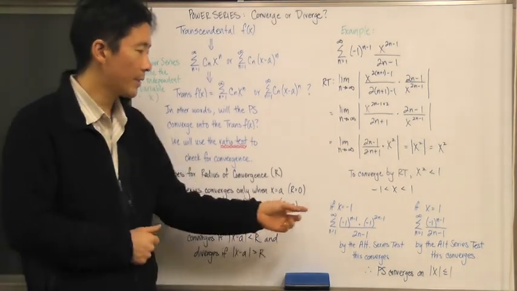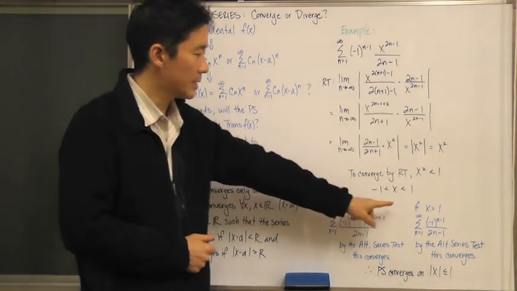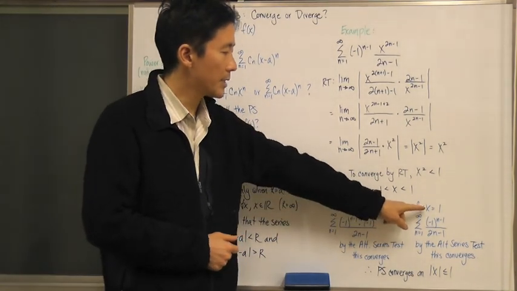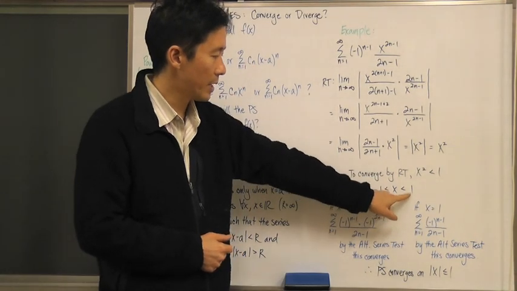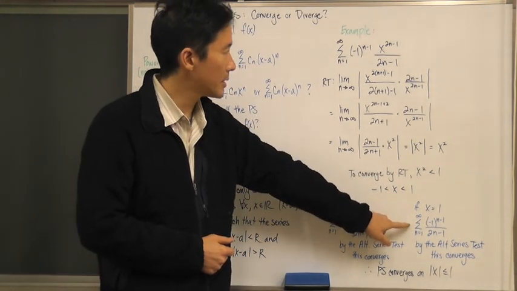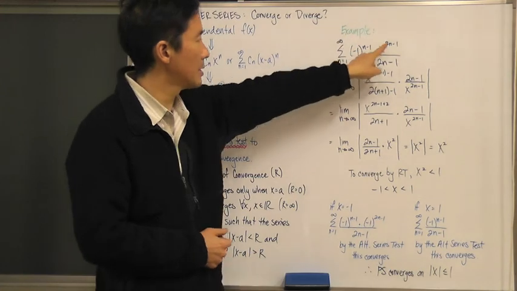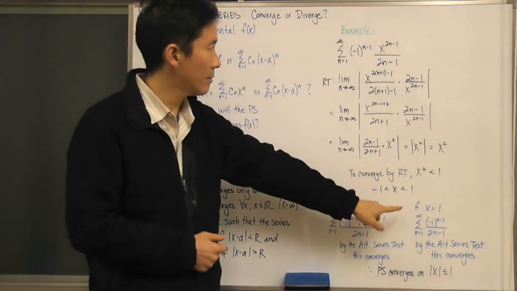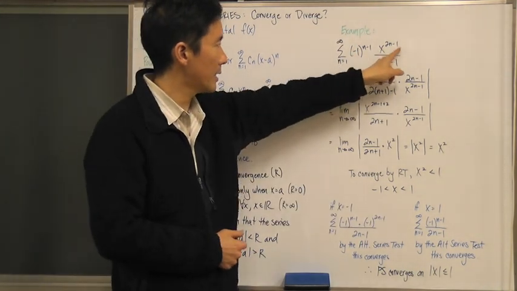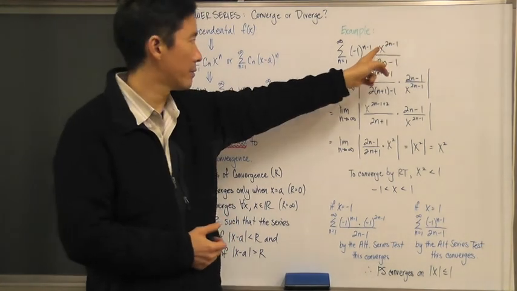Now, what's going to happen is, say for example, let's use this one here. If x is going to be equal to 1, because that's one of our endpoints, then the x value becomes 1 in this power series, which means that it is just going to disappear, because 1 to any power is 1.